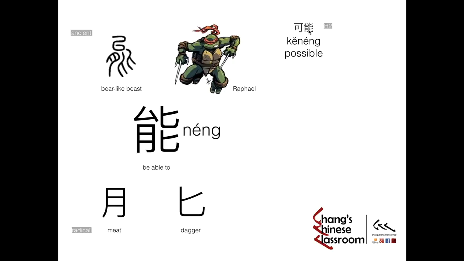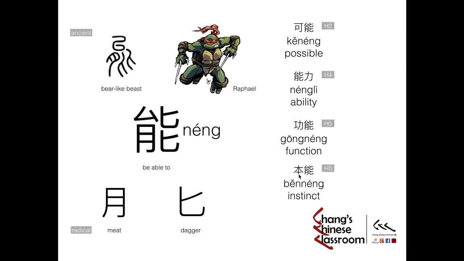The first vocabulary 可能, 可 actually represents possibility, and 能 just ability, so altogether still means possibility or possible. And 能力, 力 means the power, and 能 means ability, so altogether means ability. And 功能, 功 stands for the function or sometimes effort, altogether 功能 means the function of a device. Okay, and 本能, 本 means itself. So 本能 means the ability that came with itself, the instinct.